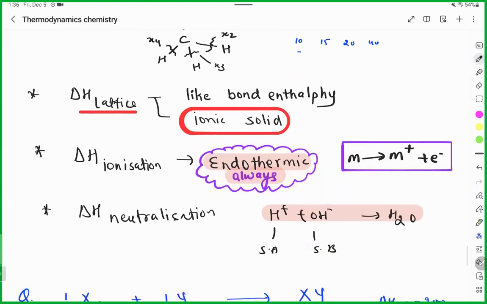Ionization enthalpy we have already done in the periodic classification chapter, which says that you always need some energy to remove the electron. Correct? To remove an electron, you need energy.